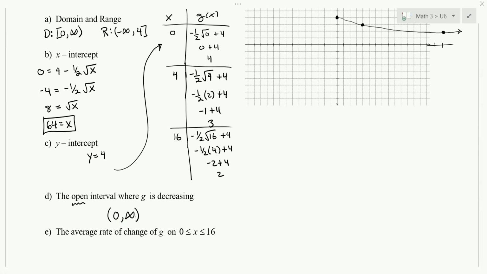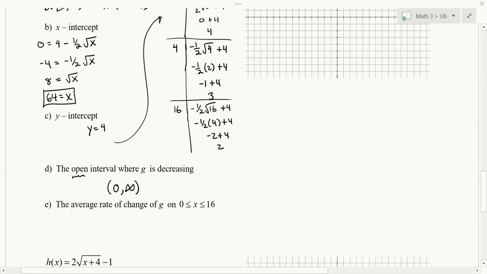And lastly, the average rate of change. What does average rate of change mean? Slope. And we know that when we plugged in a 0, we got 4. And when we plugged in a 16 for x, we got 2. So we already have our 2 points that we can use.